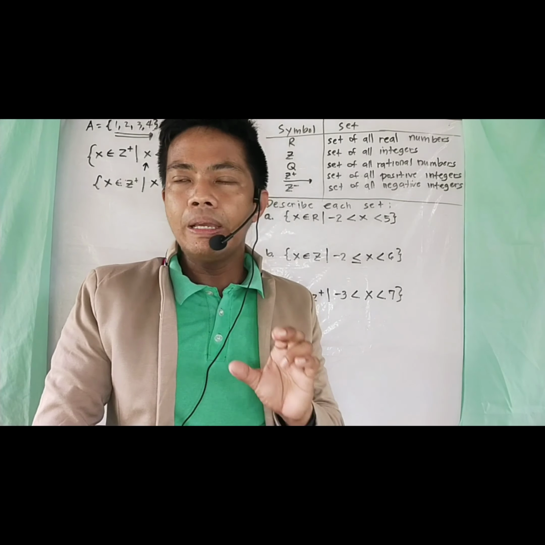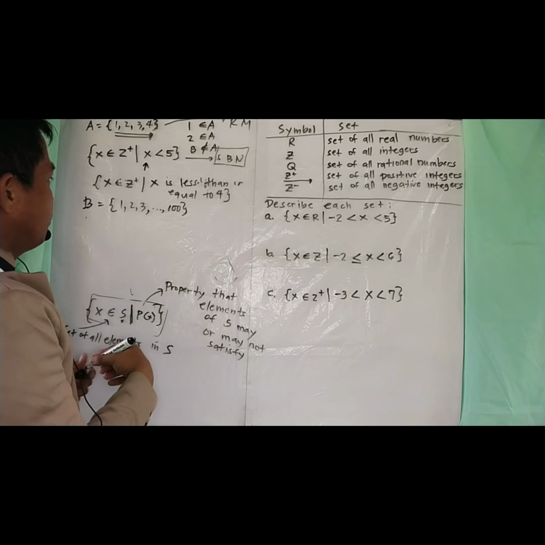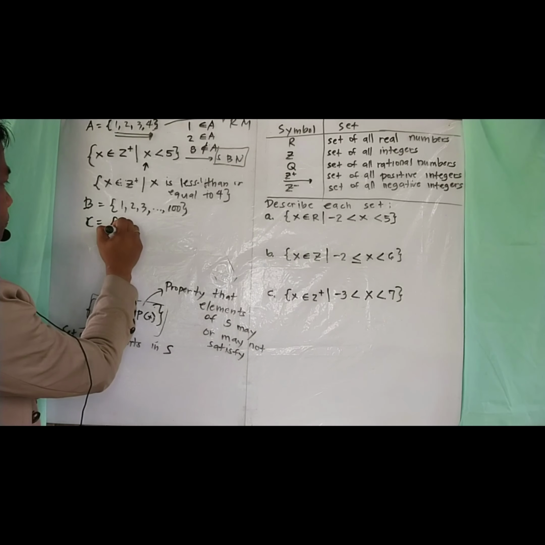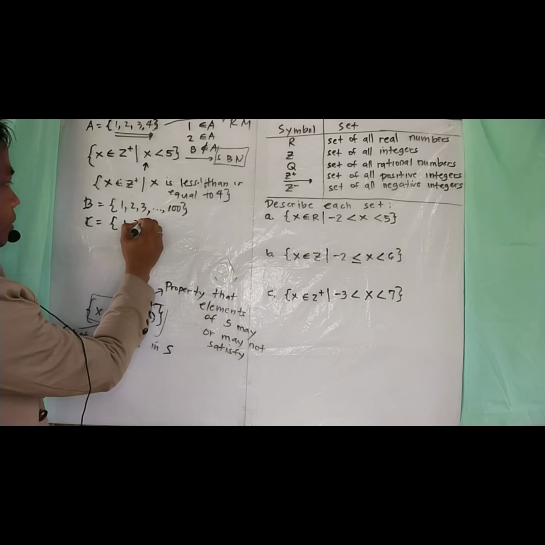So in doing that, we have set B: 1, 2, 3, and after the comma, place three dots, an ellipsis, up to 100. This is the set of all counting numbers or natural numbers from 1 up to 100. For example, set B can be written this way. Now, what is the set of all counting numbers? So, set C: 1, 2, 3, and so on.